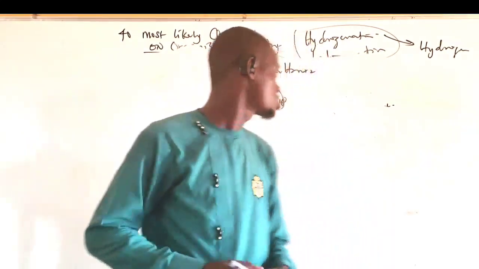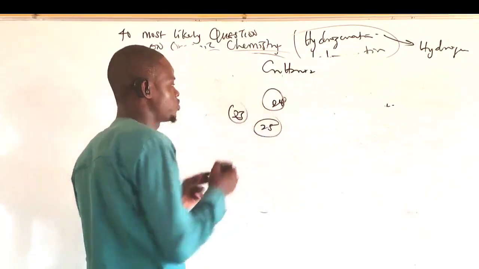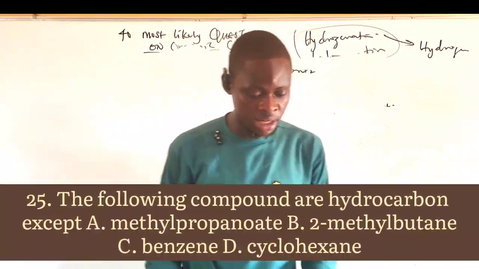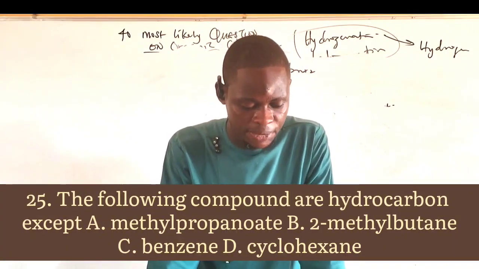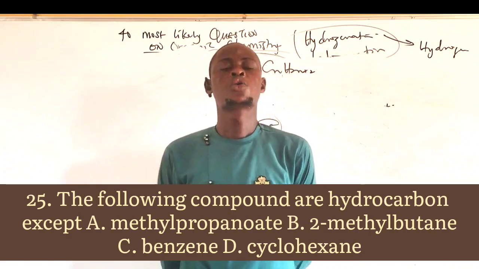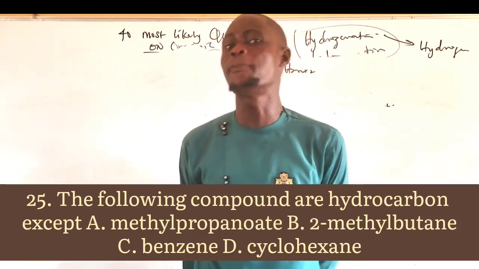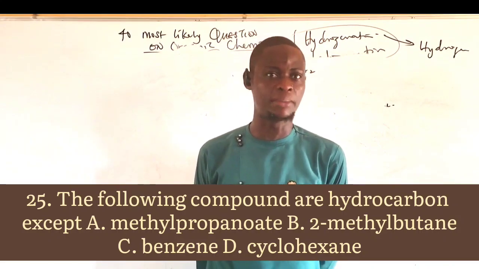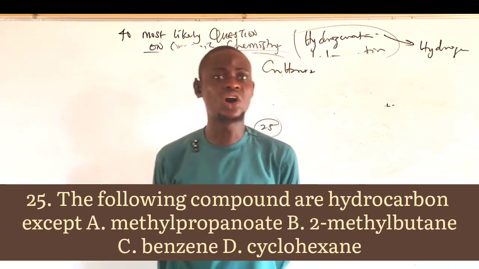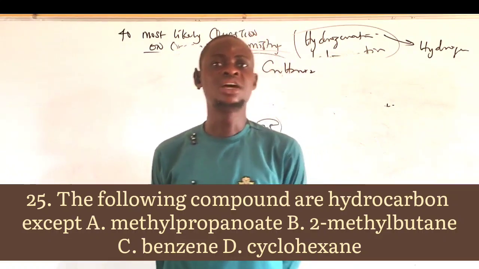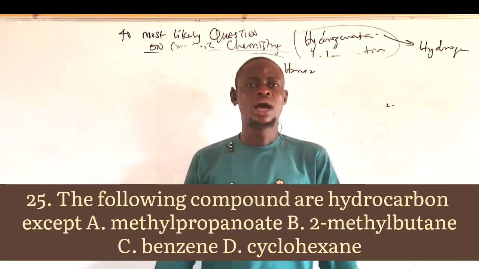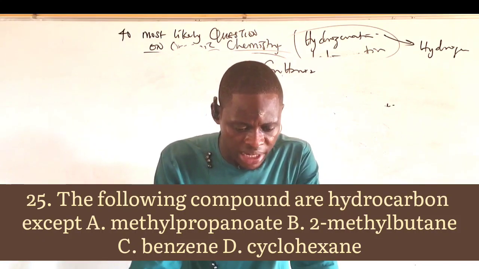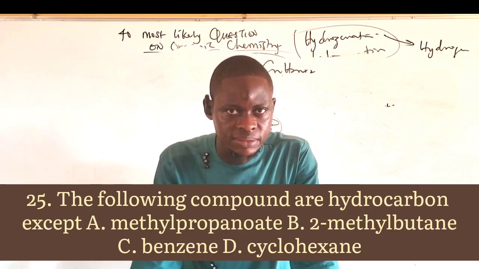Now, that is question 24. Let's look at question 25. In question 25, they gave us this question. They said, the following compounds are hydrocarbons except. Don't forget that hydrocarbons are compounds of hydrogen and carbon only. There must not be any other element like oxygen, nitrogen or chlorine. So hydrocarbons are purely hydrogen and carbon. Now they said the following compounds are hydrocarbons except A, methylpropanoate.